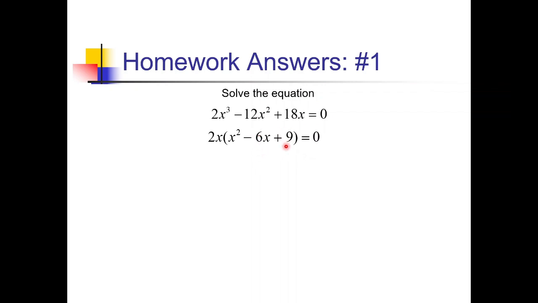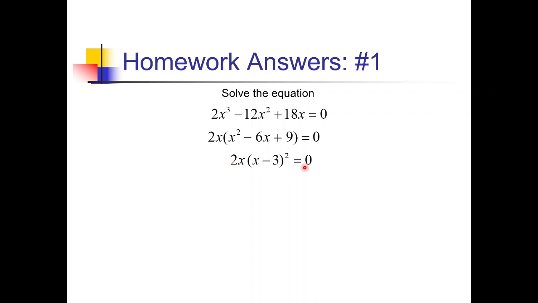Things that multiply to 9 and add up to negative 6. That would be, let's see, 1 and 9 doesn't work. 3 and 3 works if they're both negative. So I've got the 2x that I took out initially, and I have an x minus 3 and another x minus 3, so x minus 3 squared, all of that equaling 0.